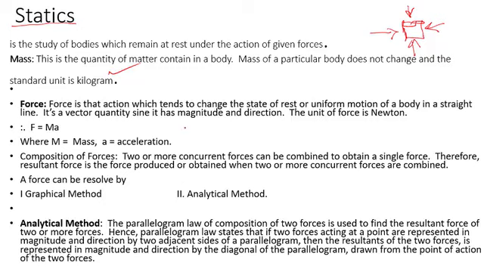Force is a vector quantity since it has magnitude and direction. The unit of force is the Newton. According to Newton's second law, the rate of change of momentum is directly proportional to the applied force and takes effect in the direction of the force. So we state that F is equal to ma, where m is the mass and a is the acceleration. When you talk about composite forces, two or more concurrent forces can combine to obtain a single force.